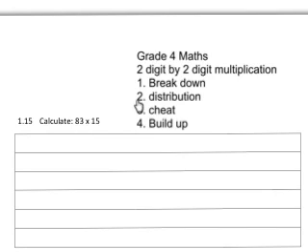The first thing we're going to do, as step 1 indicates here, is breakdown. We're going to break down 83 into its tens and units and 15 into its tens and units. So 83 would become 80 plus 3, and 15 will be 10 plus 5.